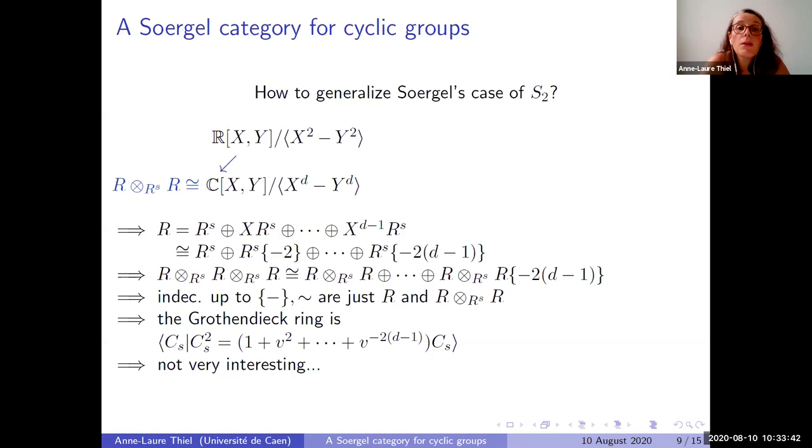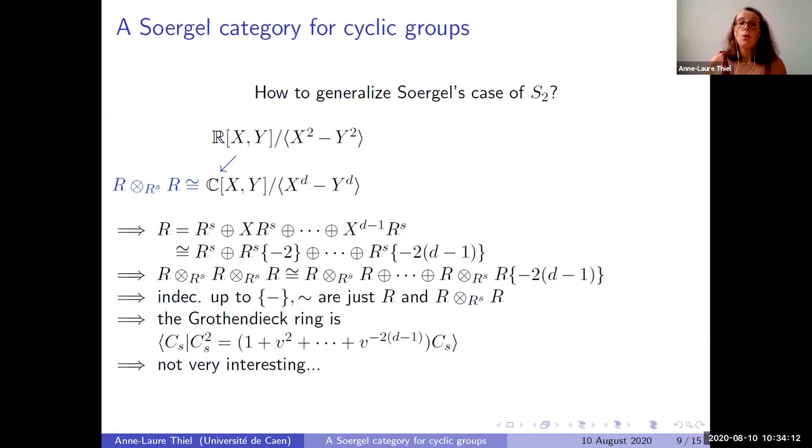I can work out from this isomorphism the presentation of my Grothendieck ring. So it's just generated by one element that I denote C_S. And when I square it, I get back C_S with a coefficient that earlier was v plus v minus one, and now is just a bigger polynomial in v. Okay. So this generalization is not very interesting. So maybe that's not what we should do.